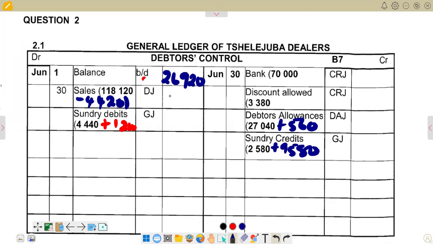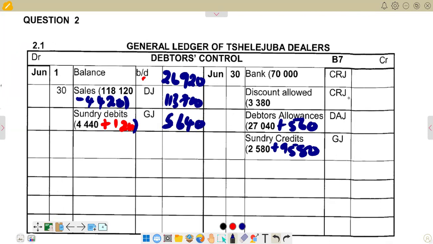On the sales part, we have got 113,700. So it means here we've got 113,700. Then here we are saying 4,440. Then we add 1,200. Then we are going to get 5,640. So we're saying 5,640. And that's what we have.